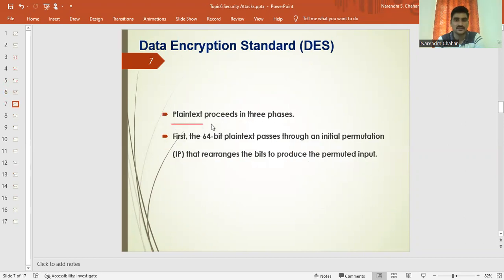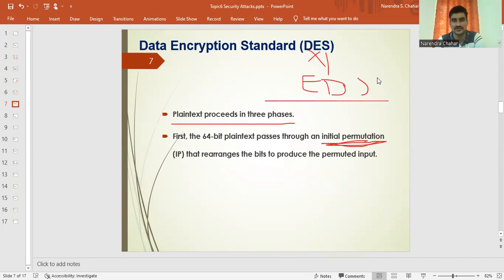Now, plain text is processed in 3 phases. How is it processed? First, the plain text passes through an initial permutation, which we say IP, that rearranges the bits to produce the permuted input. The initial permutation is like this: if I have a text DES, I change the order of these, so this will become E, D, and S. So this is the permutation here.